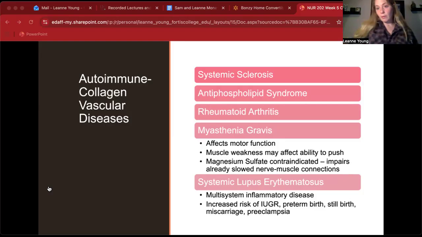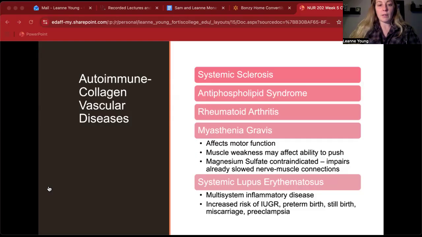Mag sulfate, which is a medication that we're going to talk about that we give a lot of the times for preeclampsia, is contraindicated in these patients because it impairs the already slowed nerve muscle connections, and it can increase the patient's risk for respiratory depression.